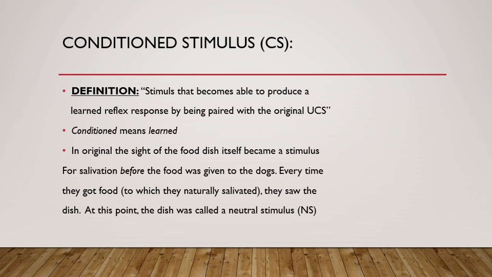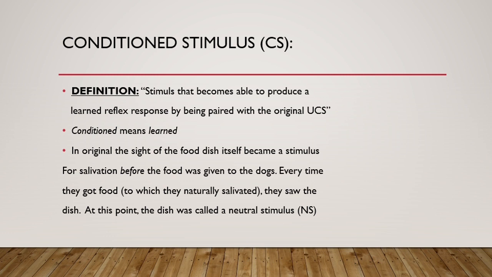Conditioned stimulus, abbreviation CS. Its definition includes: a stimulus that becomes able to produce a learned reflex response by being paired with the original unconditioned stimulus. Pavlov determined that almost any kind of stimulus could become associated with the unconditioned stimulus if it is paired with the unconditioned stimulus often enough. In his original study, for example, the sight of the food dish itself became a stimulus for salivation before the food was given to the dogs.